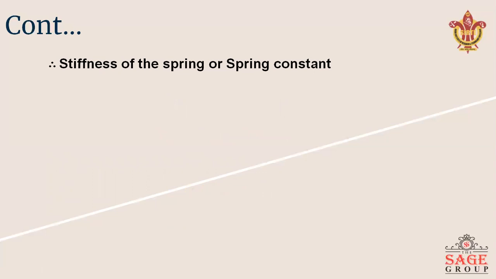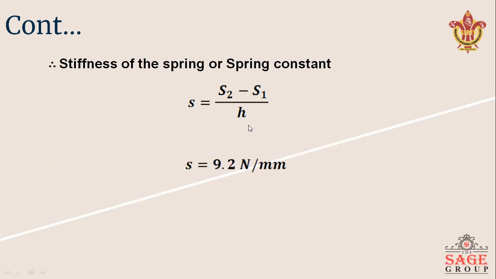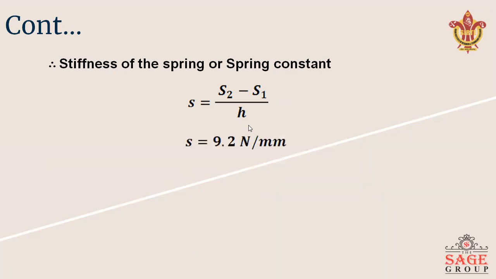Now we have to calculate the stiffness of the spring, or spring constant. The spring constant S is equal to (S2 minus S1) upon h. We have already derived this formula during the derivation of the Hartnell governor, so you can directly use it. We have already calculated S1, S2 and h. Substituting all the values, we get the spring constant as 9.2 Newton per mm.